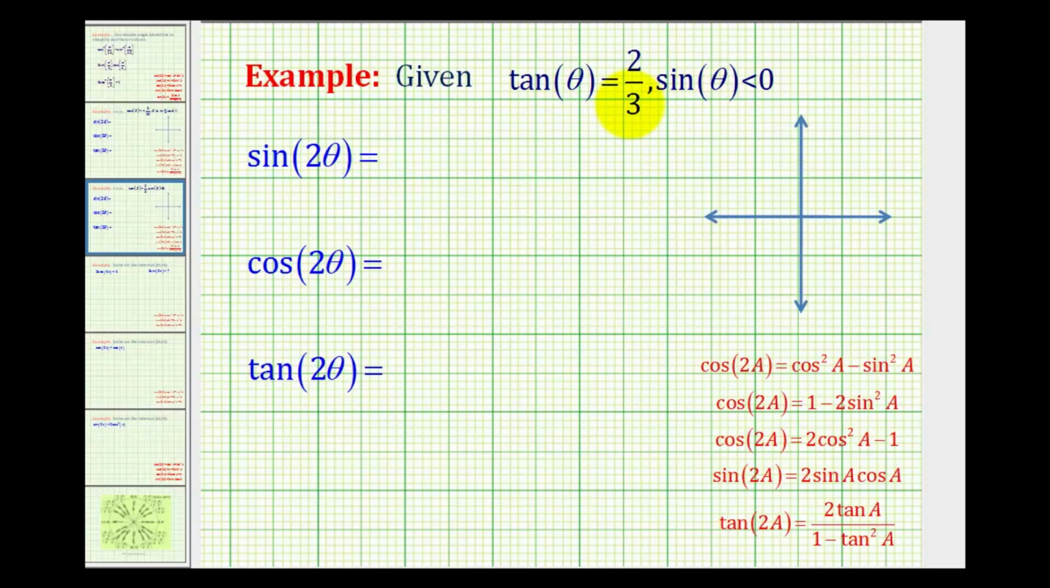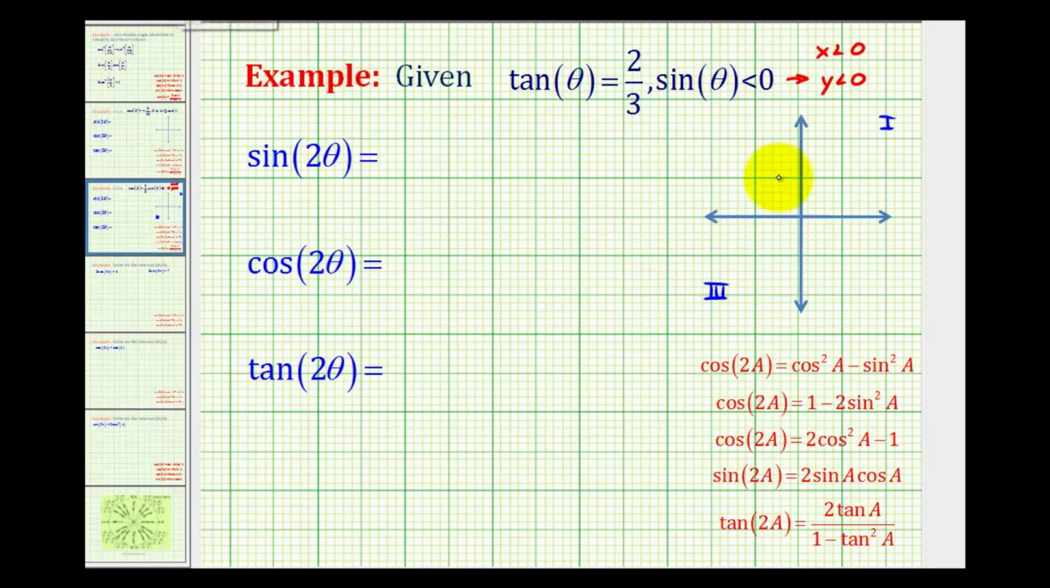Tangent theta is equal to 2/3, which means the terminal side of theta must either be in the first quadrant where both the x and the y coordinates are positive, or the third quadrant where both x and y are negative. Remember, a negative divided by a negative is still positive. The reason they're telling us that sine theta is less than 0 is because if sine theta is less than 0, then y is less than 0, meaning y is negative. And if y is negative, then x also has to be negative in order for the tangent function value to be positive. So the terminal side of our angle theta is going to be in the third quadrant.